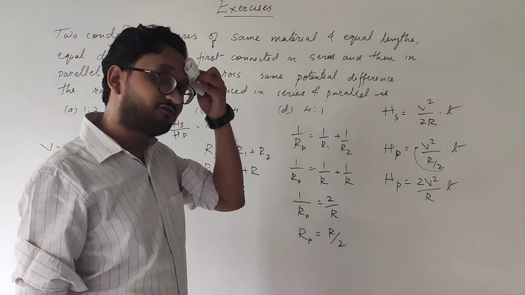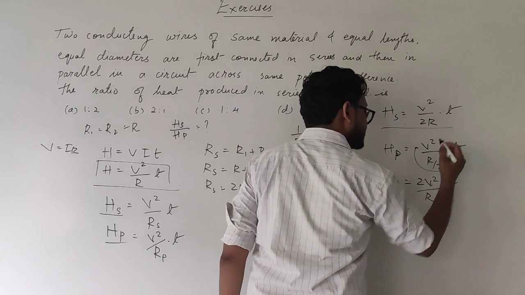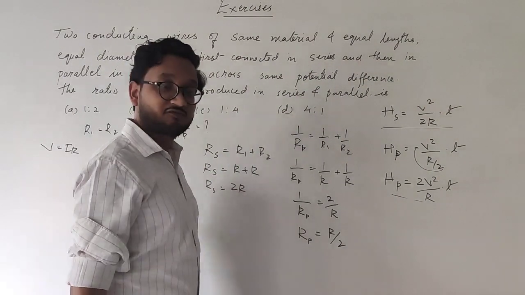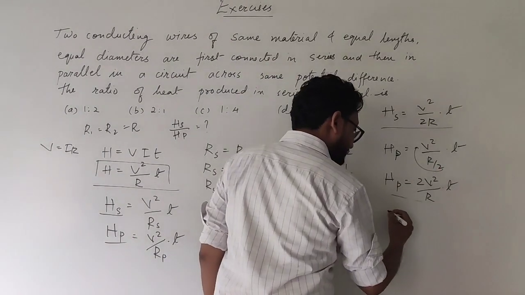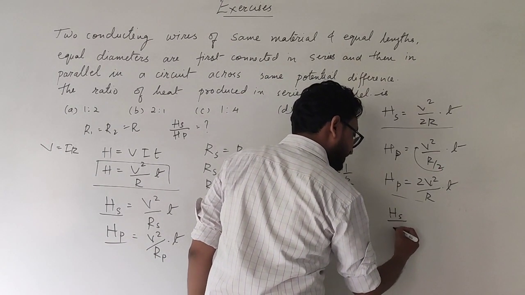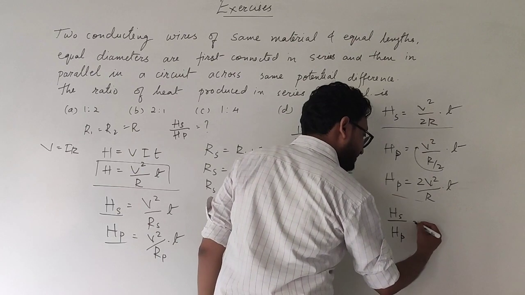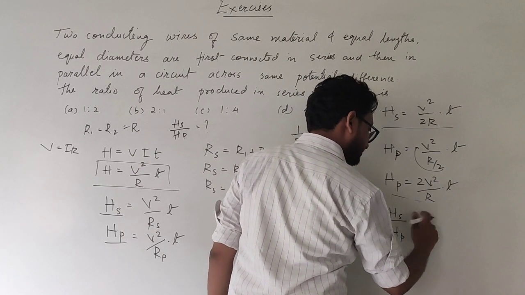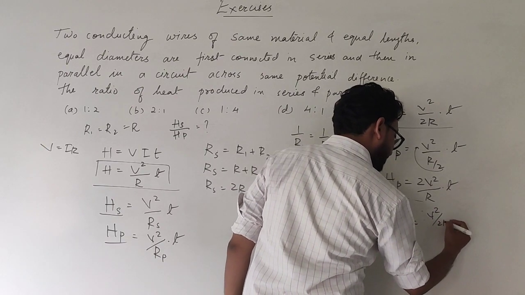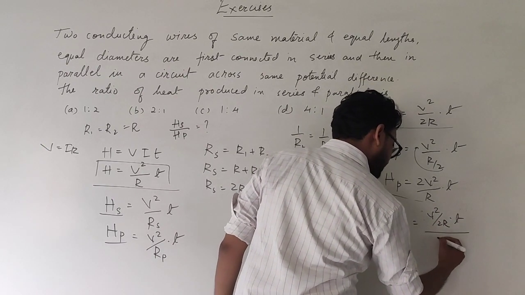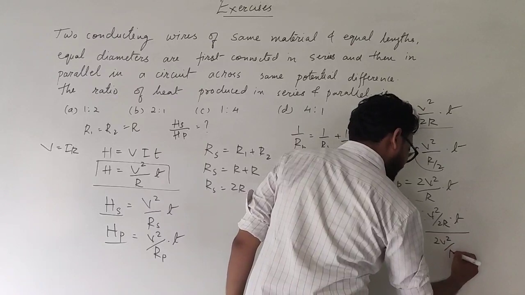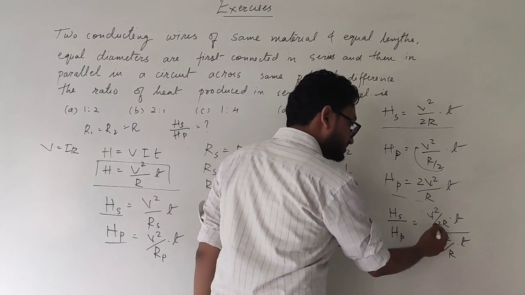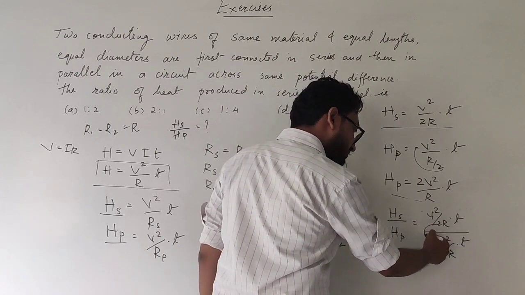Now you have both the values, that is of heat in series and heat in parallel. All you have to do is simply find the ratio. So finding the ratio, what I am doing is simply putting the values of this Hs by Hp, that is V square by 2R into T upon 2V square by R into T. Okay. Now because this 2 is in denominator and numerator, it will get multiplied over here.